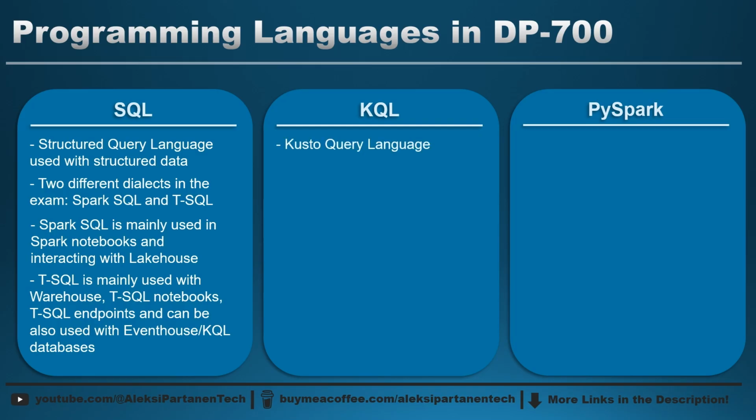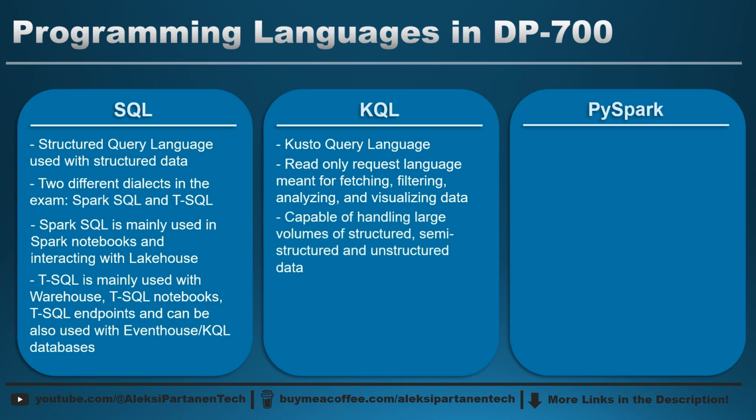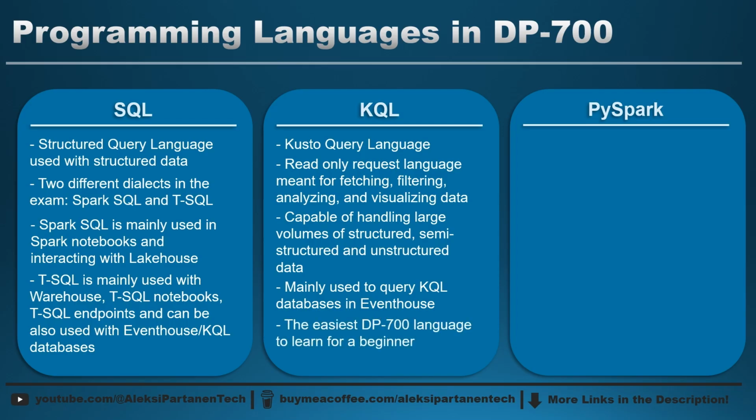And speaking of KQL, it is the next language that we are going to talk about. KQL stands for Kusto Query Language, and unlike the two other languages here, it is a read-only request language that is meant for fetching, filtering, analyzing and visualizing data. This language excels at handling large volumes of structured, semi-structured and also to some extent unstructured data. KQL is mainly used with eventhouses and its different features in the Fabric context. I would say that if you are starting completely from scratch, this is the easiest language to learn, but I would still say that learning SQL is more worthwhile.